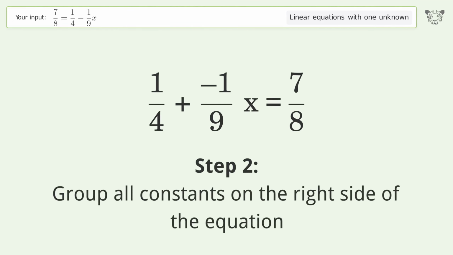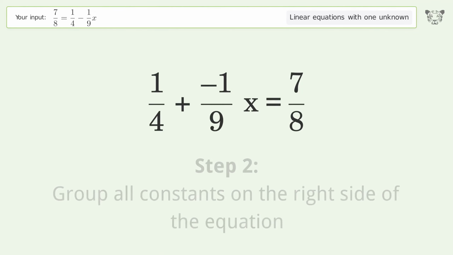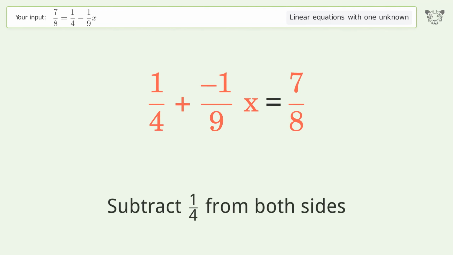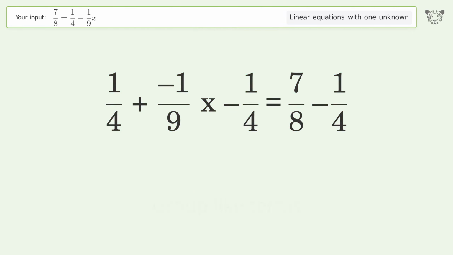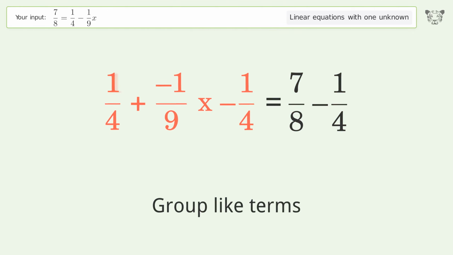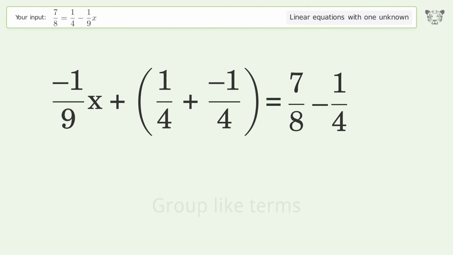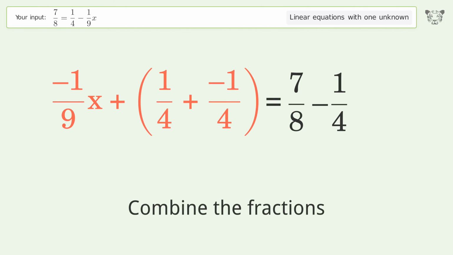Group all constants on the right side of the equation. Subtract 1/4 from both sides. Group like terms. Combine the fractions.